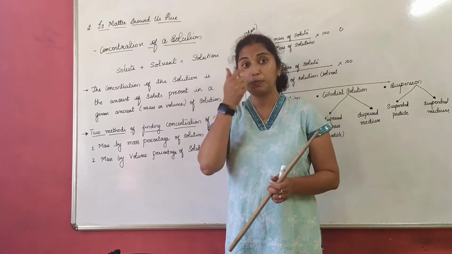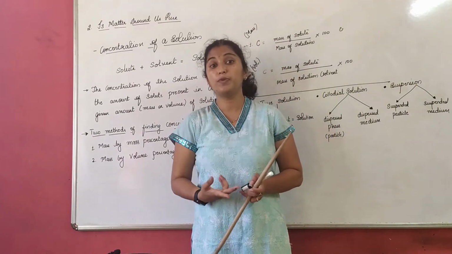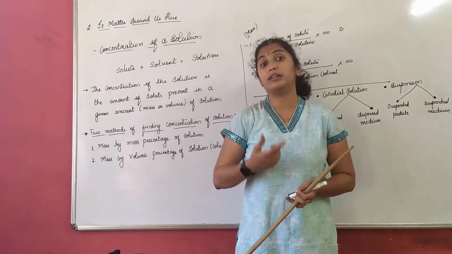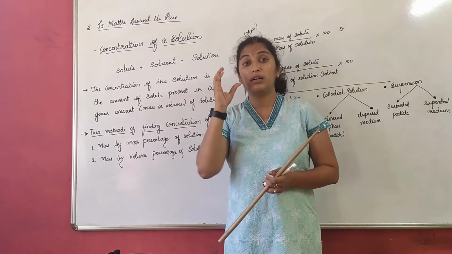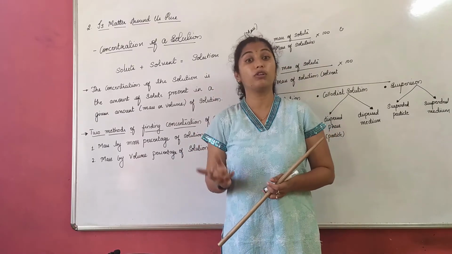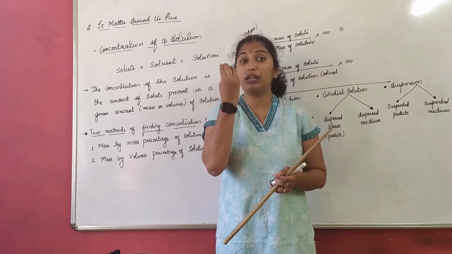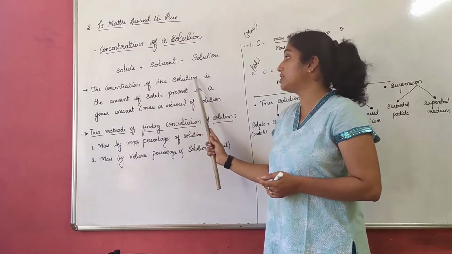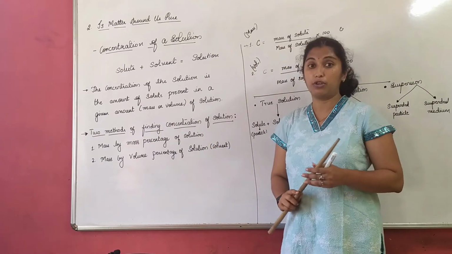Now imagine I give you a glass of water mixed with 2 spoons of sugar, right? And to another friend, I give another glass of water mixed with 5 spoons of sugar. Whose sugar solution is more concentrated? The other friend's, because I have dissolved more amount of solute in it. The concentration of the solution is the amount of solute present in the given amount of water.